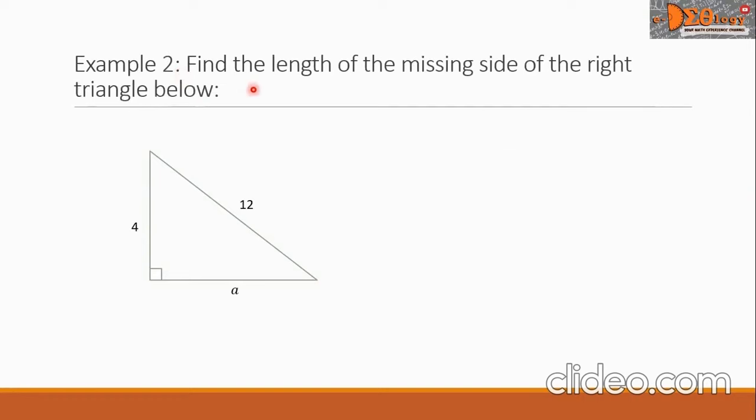Let us have example 2. Find the length of the missing side of the right triangle below. In the figure, the missing side is the base, and this is denoted by a in this problem. The hypotenuse is 12, and the side here is 4 units. Our Pythagorean theorem is here that we're going to use to solve for the missing side.